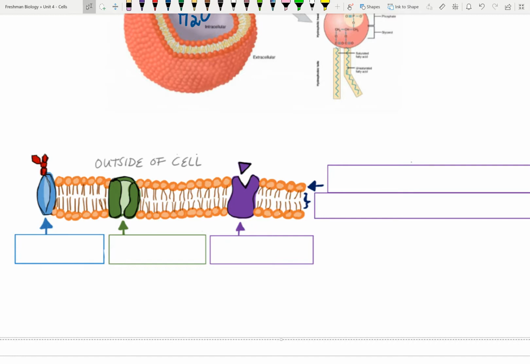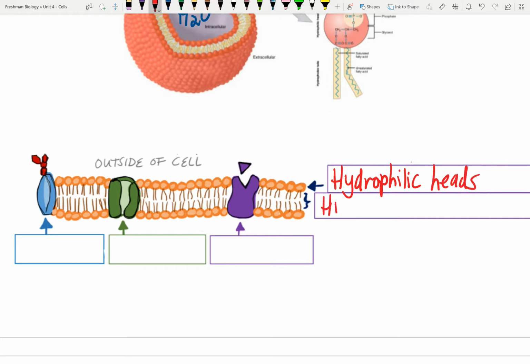So let's look at this diagram down here, and just again, to emphasize, we have the hydrophilic heads. And then in the middle part of the membrane, you have the hydrophobic tails. They're nonpolar. There's no charge to them, and they want to avoid water. But then scattered throughout the phospholipid bilayer, we have different proteins.